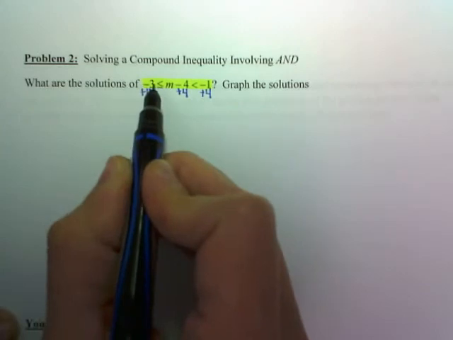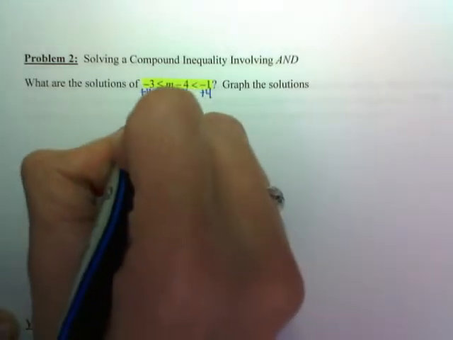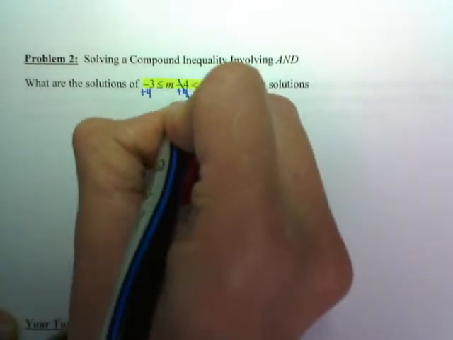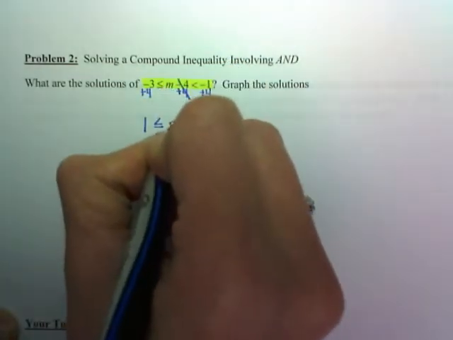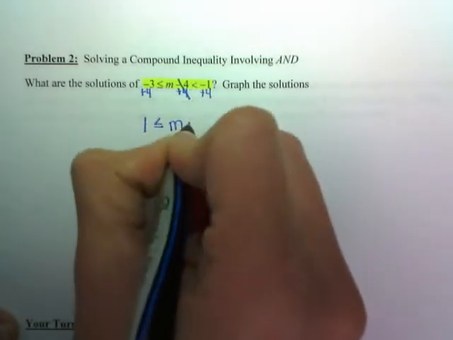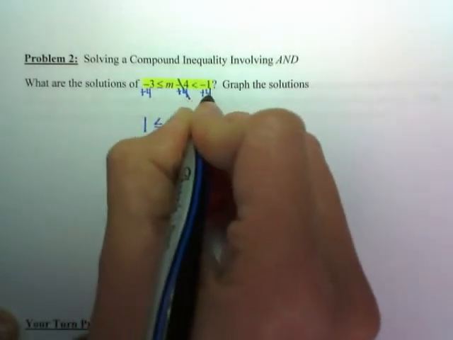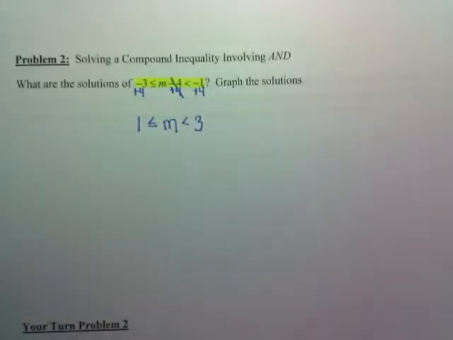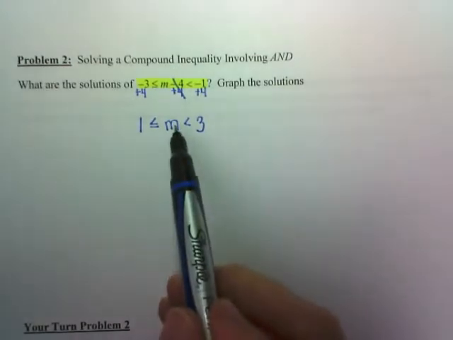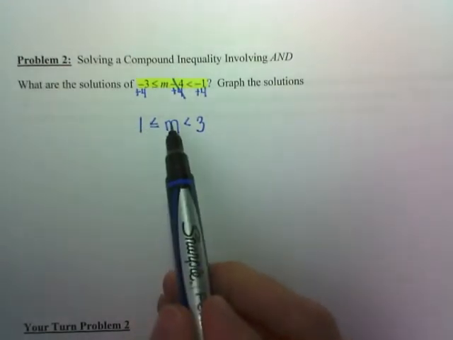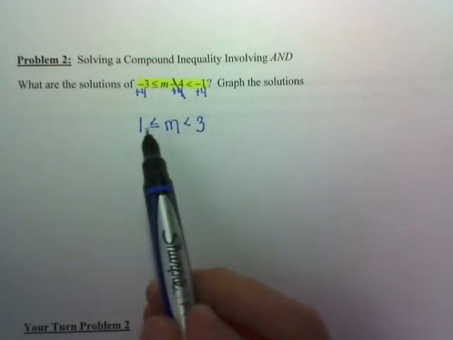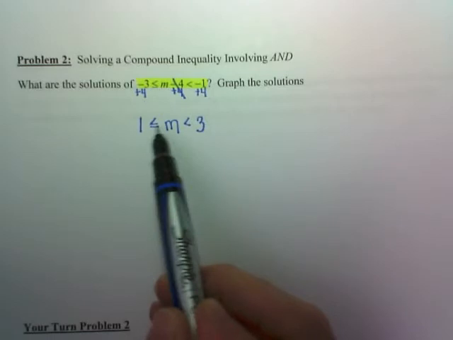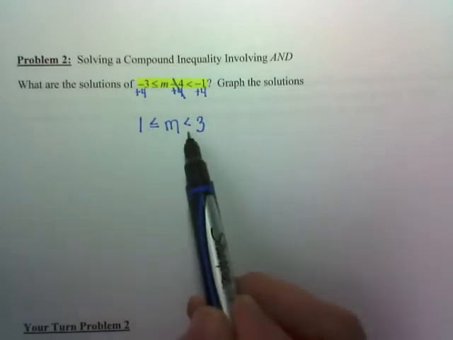So what is -3 plus 4? That's 1. Less than or equal to, -4 plus 4 is 0, so I have my m, that's nice. Less than, -1 plus 4 is 3. So there's your answer. Those are your solutions. We're talking about all the numbers. One has to be less than or equal to that number, and that number has to be less than 3. So basically we're talking about all the numbers between 1 and 3, including 1 because of the equal sign there. We're not including the 3.